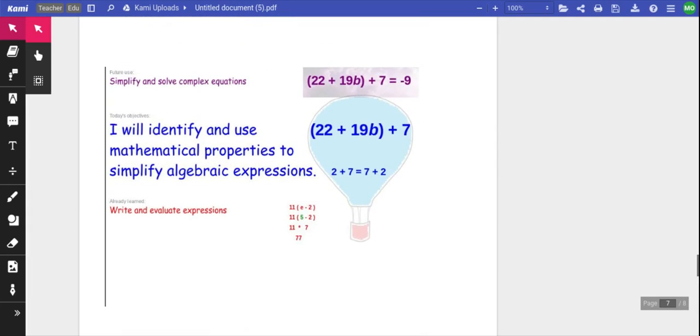Okay, the reason why we want to be able to identify and use mathematical properties to simplify algebraic expressions is because eventually you're going to have more complex equations where you need to find the solution for B. Part of that is combining your like terms. We just learned how to write and evaluate expressions. Evaluate means they gave you a value for that variable and you plugged it in and then simplified until you had your remaining solution.